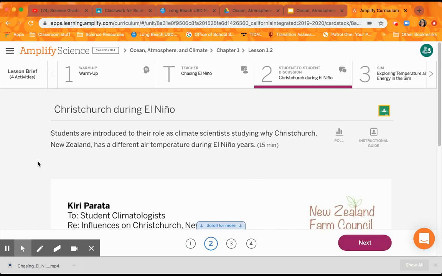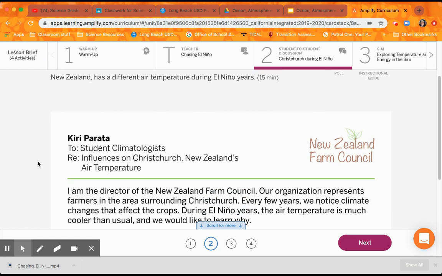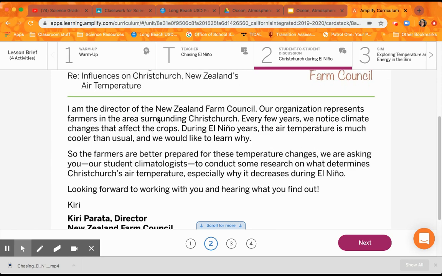Okay, now I want us to look at this message from the director of New Zealand Farm Council, and I'm going to read this aloud. So it's to us from Kiri Parata. It says, I am a director of the New Zealand Farm Council. Our organization represents farmers in the area surrounding Christchurch. Every few years, we notice climate changes that affect the crops. During El Nino years, the air temperature is much cooler than usual, and we would like to learn why.